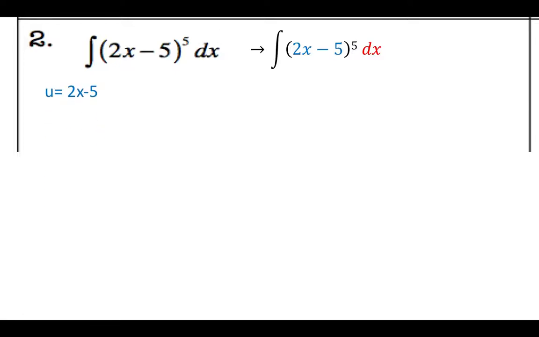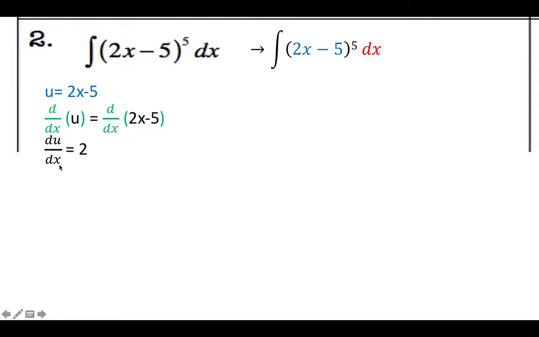The next step is we're going to take the derivative of both sides with respect to x. This side right here will become du dx. This side over here, since it's the derivative with respect to x, this just will become 2, because the minus 5 is a constant, that just becomes 0. There's our equation. Now remember, the next step in this process is to solve for dx.